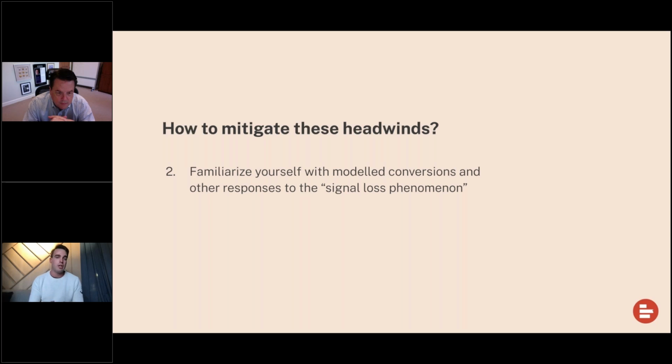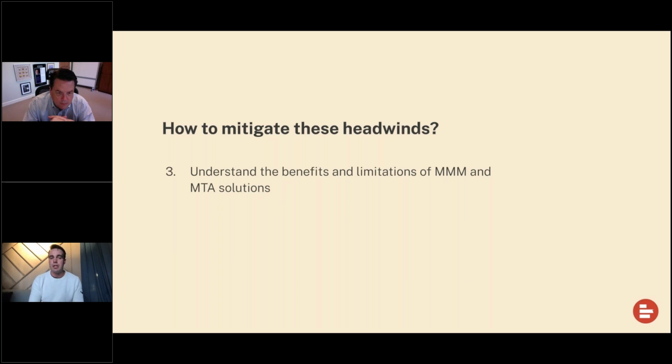And so understanding the different technologies, different ways to really respect user privacy, but also to understand what's happening with the signal loss and why some of those traditional methods are not going to be as effective as they used to be is going to be important to succeeding in the marketing landscape today. And then finally, understanding some of the main benefits and limitations, of course, of the MMM and MTA solutions that exist in the market today.